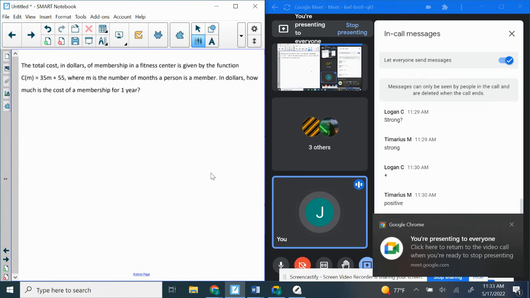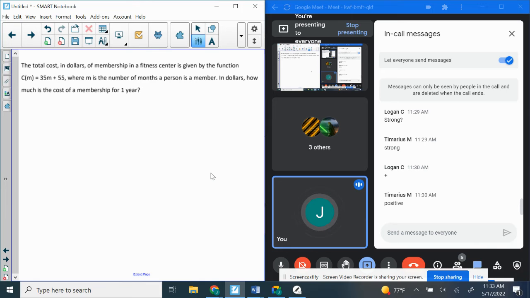Okay, the total cost in dollars of a membership in a fitness center is given by the function C of M equals 35M plus 55, where M is the number of months a person is a member. In dollars, how much is the cost of a membership for 1 year? I'm going to give you a minute to see if you can figure it out. So how much does it cost for a one-year membership at this gym? With a function 35M plus 55. And M is my number of months.